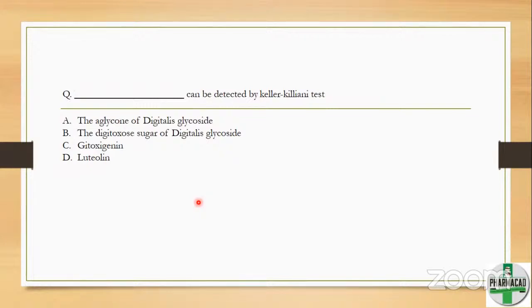Dash can be detected by the Keller-Kiliani test. Okay, this I think I will stop because this is what we have not seen today. So basically, it is the deoxy sugar of the cardiac glycosides. Okay, it is not D, it is B, that is digitoxose, the sugar of digitalis glycoside. Okay, so we will stop here, guys. I have discussed a few of the MCQs with you all.